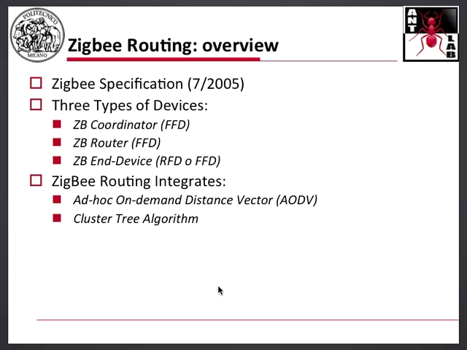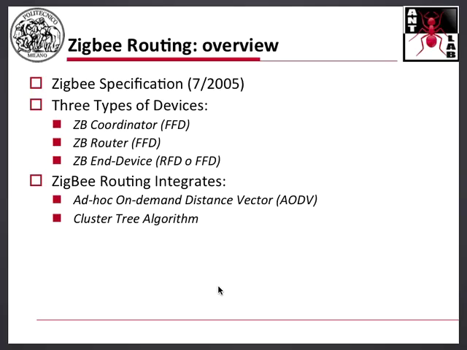Clear so far? One last comment: as you can see, this kind of hierarchy reflects the hierarchy we had at the lower layers. We had the PAN coordinator, the full function devices, and then the reduced function devices. Here the relation is one-to-one. The PAN coordinator is a ZigBee coordinator, full function devices are ZigBee routers, and reduced function devices are ZigBee end devices.